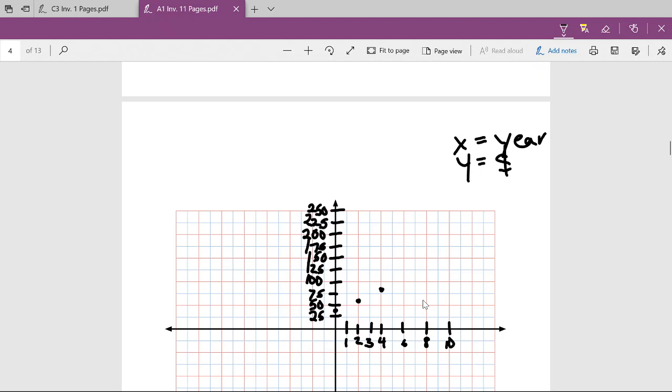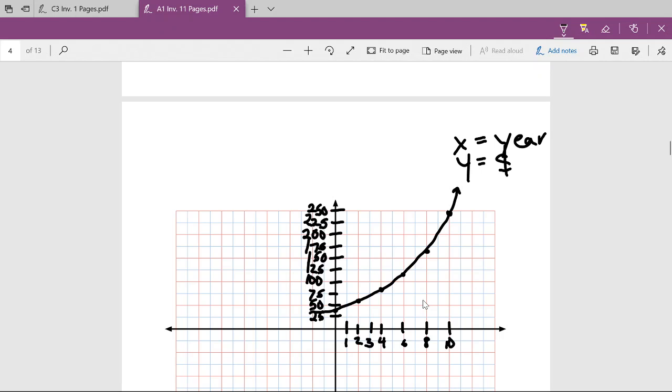6 years, we were at 116. This is where it starts to really build and go up quickly. 8, 168. So we're all the way up here. And 10 goes to 241.